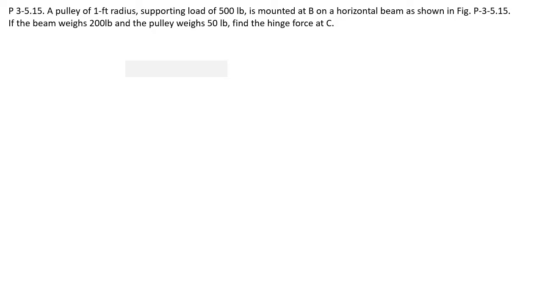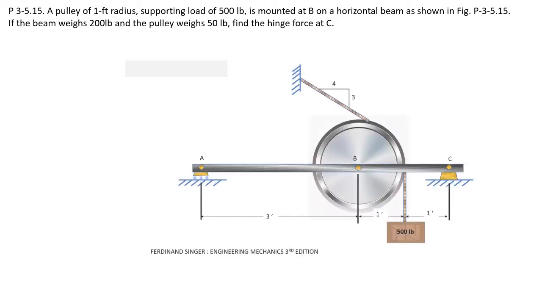So the first step that I would do is to write the given and the required. So here, the given is the radius, which is equal to 1 feet, the weight of the load, which is equal to 500 pounds, weight of the beam, which is equal to 200 pounds, the weight of the pulley, which is 50 pounds. So the next one is the required. Our required is the reaction at C, or the hinge force at C.